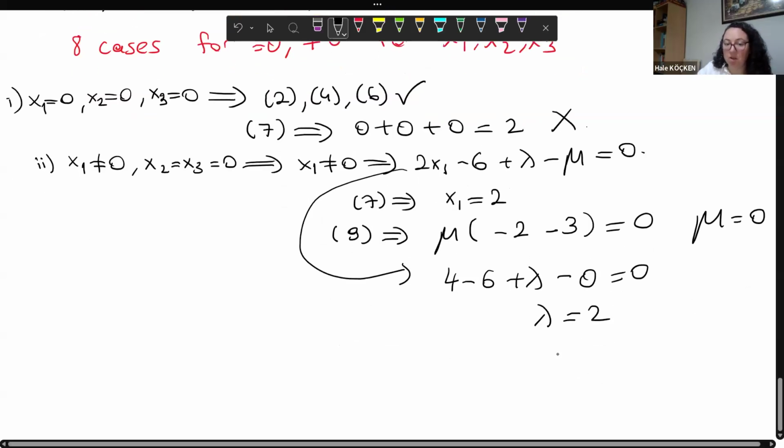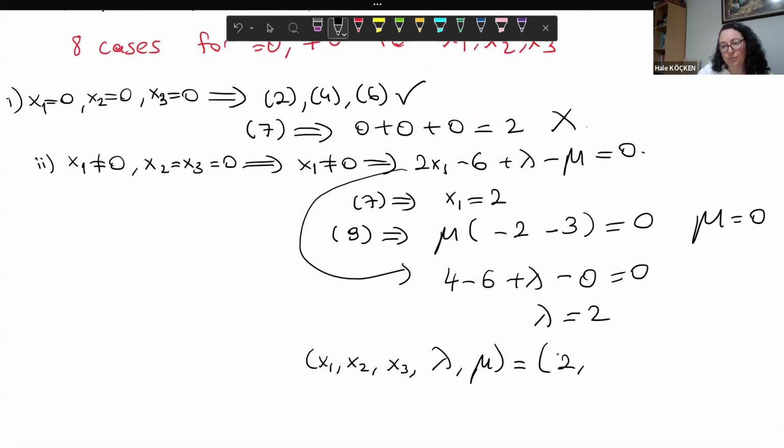I guess I found the point. Let me write x1, x2. I found all of them: x3, lambda, and mu, my candidate point. Let me check. 2, 0, 0, 2, and 0.